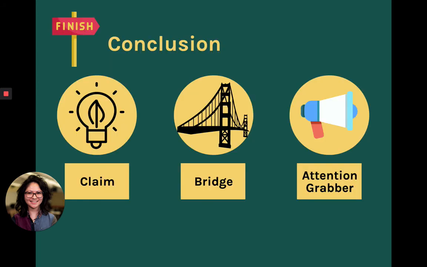Now lastly, you want to conclude your reflection paper. You can return to your claim, your bridge, and your attention grabber in fresh language, just to summarize everything and to neatly pack it up, tie it up. Any loose ends you're going to want to tie up.